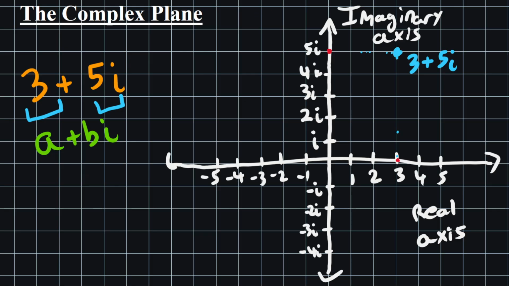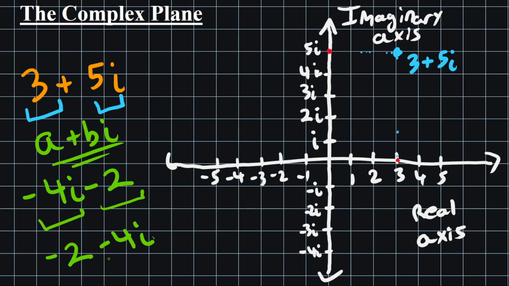Perfect. So let's go through one more example. Let's say we had -4i minus 2. So again, you want to get this in a plus bi form. So let's make the -2 come first. So -2, and then -4i will come second. And there we go. That is in a plus bi form.